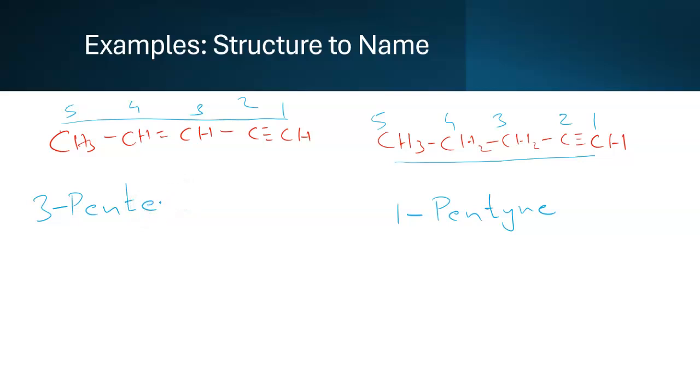Now write EN. Don't write E further because that has to be replaced by YNE. And the triple bond position is at 1. So write 1-YNE. So this is how you have to solve the example.